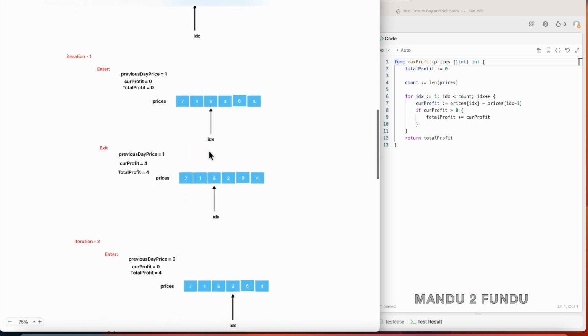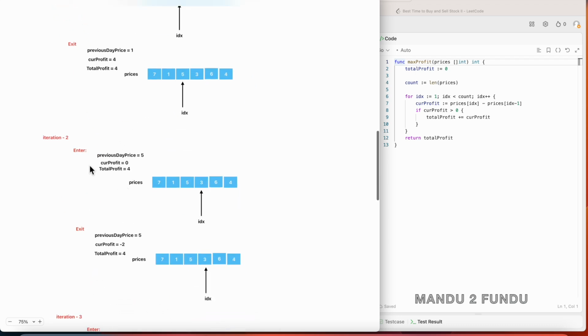And here we subtract the previous day price from the current day price, which gives a profit of 4. So we add the current profit to the total profit. So when we leave this iteration, the total profit becomes 4.